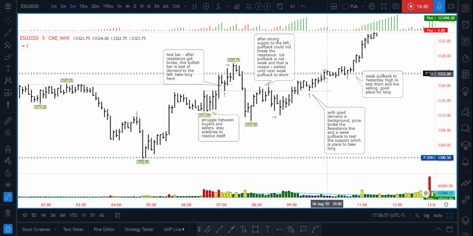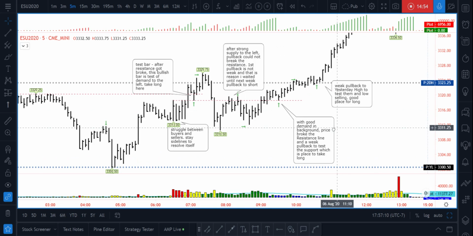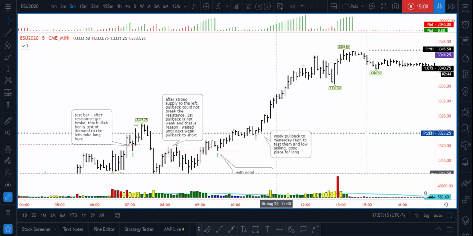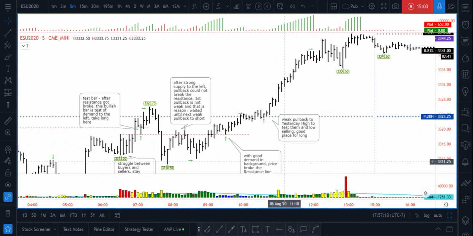So this is trying to break the second time. Again, it broke this one, and then you're out of the trade. And as it comes up again, now you see this one. As you entered here, now what happens? The weak pullback happens, but still you're under the strong resistance, so you don't know what's going to happen. Again, this bar happens.